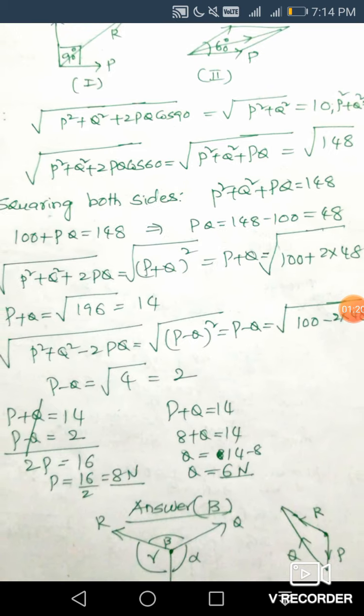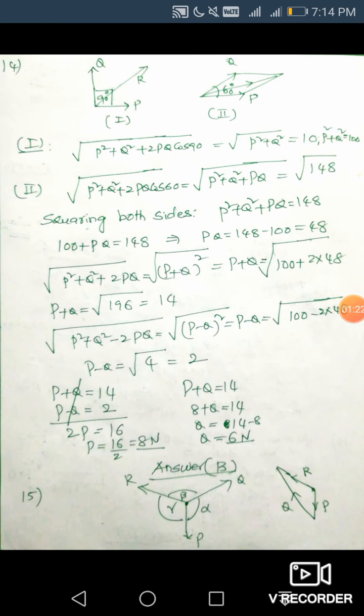So now I will try to get under root of P square plus Q square plus 2PQ and under root of P square plus Q square minus 2PQ. So that I will get P plus Q and P minus Q. Substitute those values and I get P plus Q and P minus Q independently, and solve them. I got P plus Q is equal to 14 and P minus Q is equal to 2. So solving them, I will get P is equal to 8 newtons and Q is equal to 6 newtons. So accordingly your answer is B.